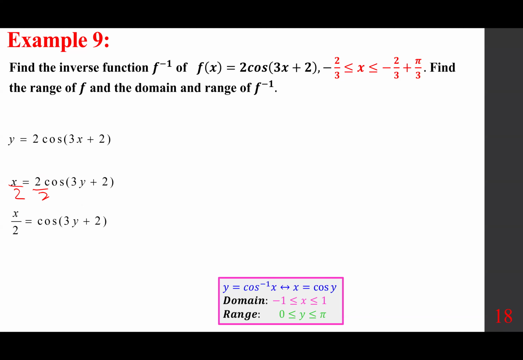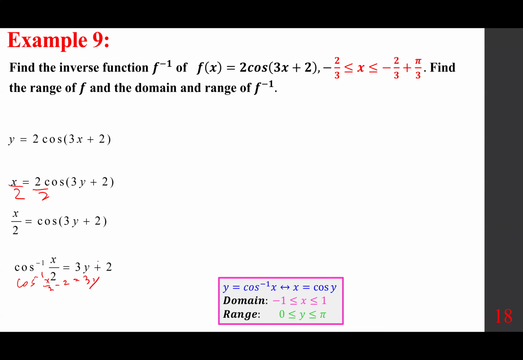And now, by definition of an inverse, if cosine of 3y plus 2 is x over 2, that means cosine inverse of x over 2 must be 3y plus 2. Now, if that is the case, we're going to subtract 2 from this side. So there are a couple of steps left. So cosine inverse of x over 2 minus 2 equals 3y.